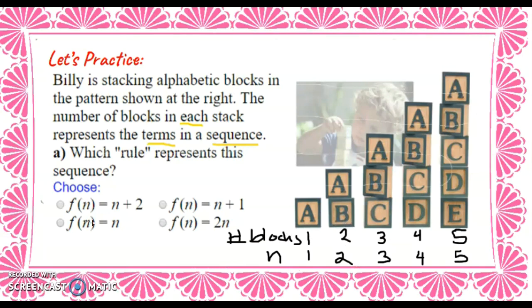So our rule has to be f of n equals n. Let's look at these. If we use this one, it would be 2 times n. 2 times 1 would be 2. That doesn't work. n plus 1. If we have 1 plus 1, that would be 2. That still doesn't work. And 1 plus 2, that's not 1 either.